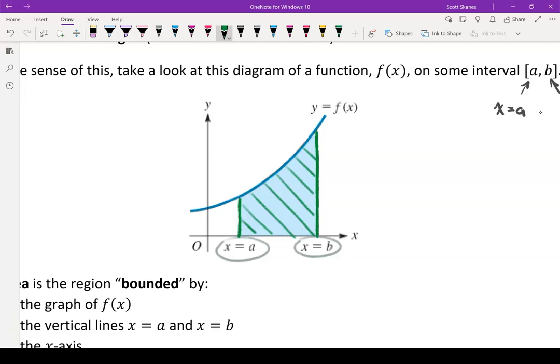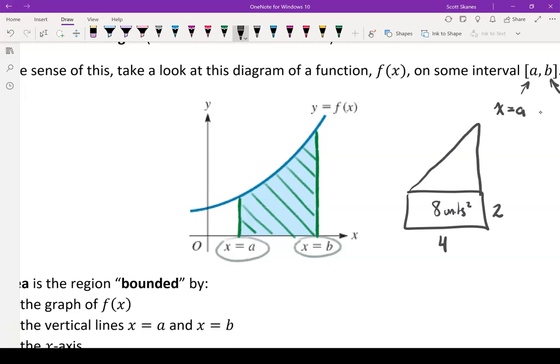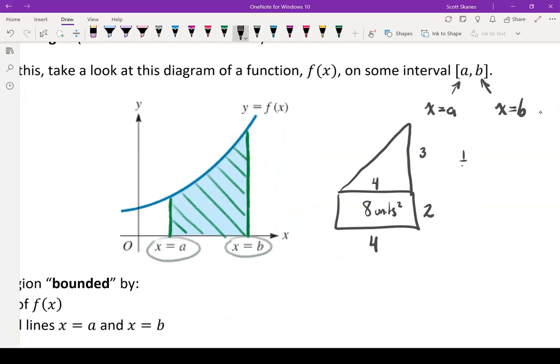So normally, if this was basic geometry, we would have a square, and maybe we would know that it was 4 by 2, and the area would be 4 times 2, which is 8 units squared. Or maybe if we had a triangle with a base of 4 and a height of 3, you'd find 1/2 base times height, which would be 1/2 times 4 times 3. So back in grade school you would get 12 over 2, so you get 6 units squared.